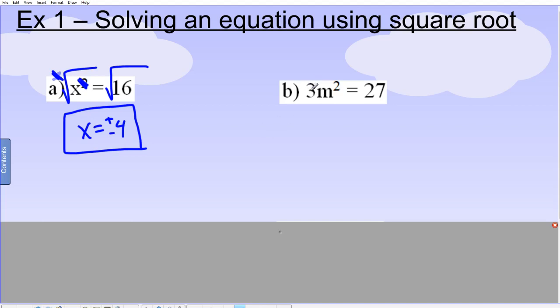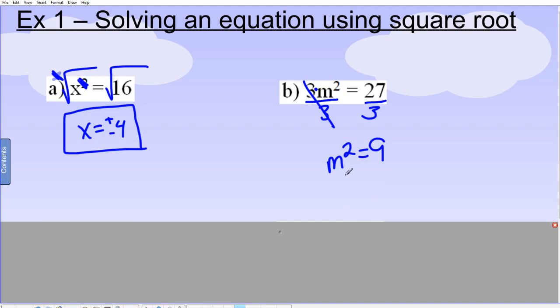Letter B. When we solve this, before we can take the square root of this, which we'd like to do to get rid of that exponent, we have to get rid of this 3 out front. So in order to do that, since this is a multiply by 3, we are going to divide by 3 on both sides. Because that's the opposite. The opposite of multiplying is dividing. And when we divide by 3 on both sides, these guys cancel out. So we have m squared equals on this side, 27 divided by 3 is 9.